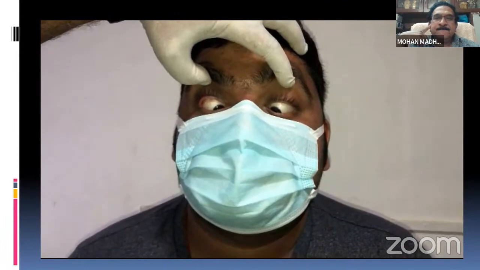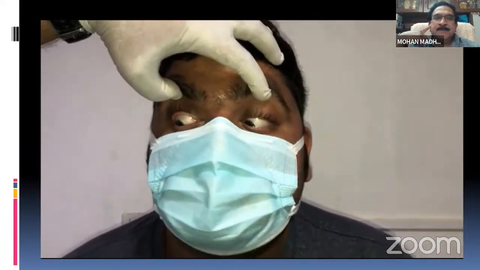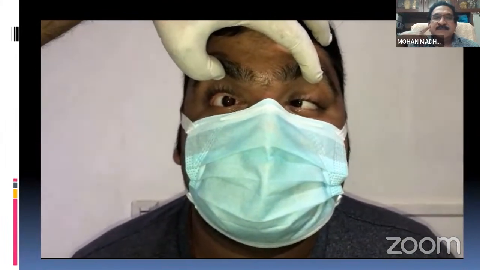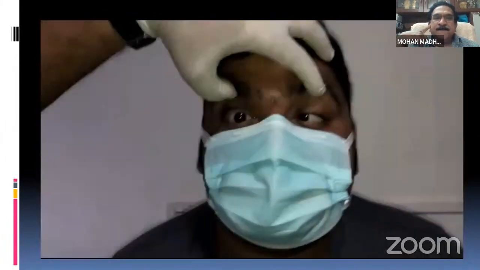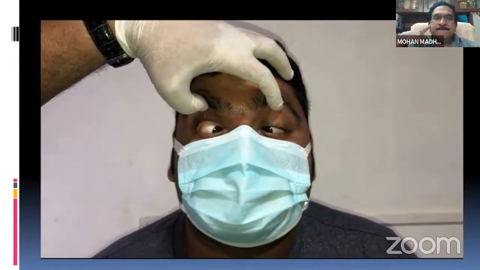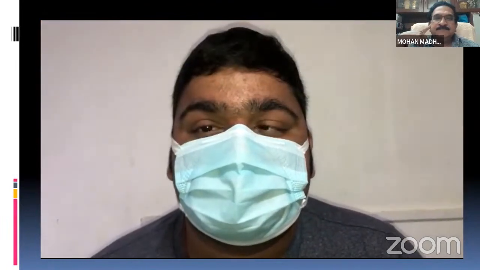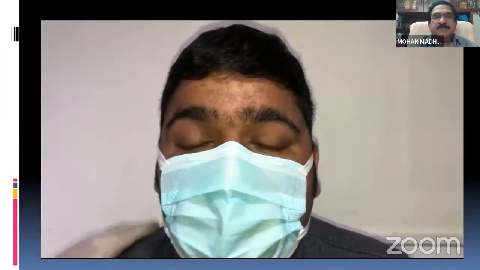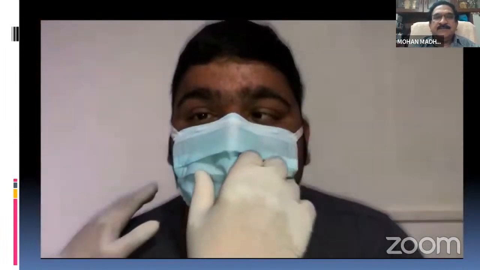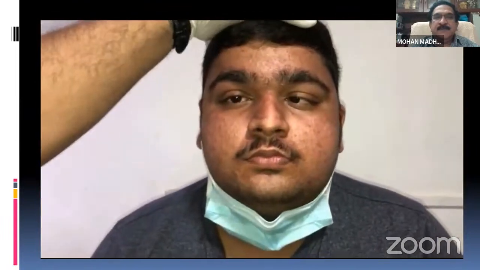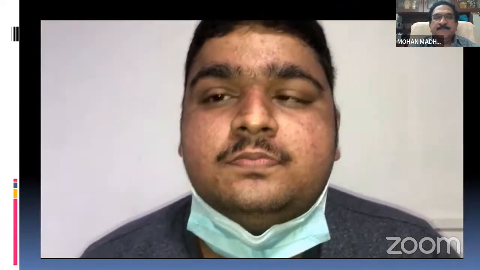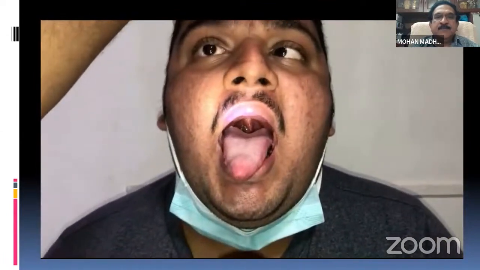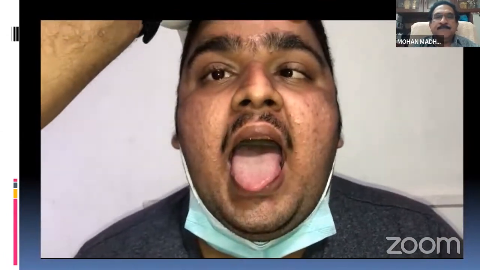Up and out to the right side, up and out to the left side. There is no facial weakness, orbicularis oculi play normal. Touch is normal. Lower facial muscles movement is normal. Bulbar movement normal. Tongue movement normal.